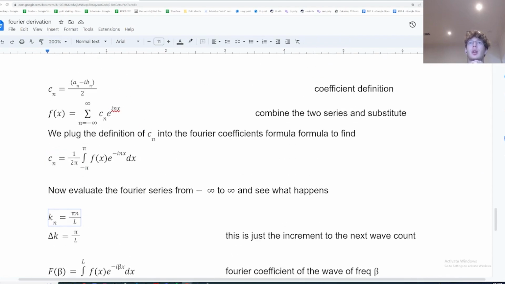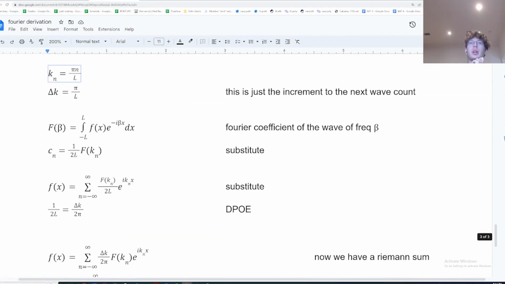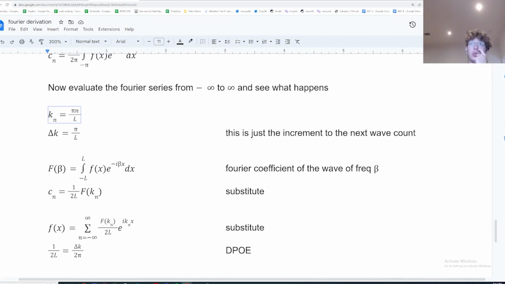This is just as we saw before, it's in the integral, it determines which frequency of sinusoidal wave it is. And then we're going to define delta k, which is essentially just the increment to the next wave count, because this is just a new increment. When you increase n by 1, you're essentially just adding pi over L to k of n.